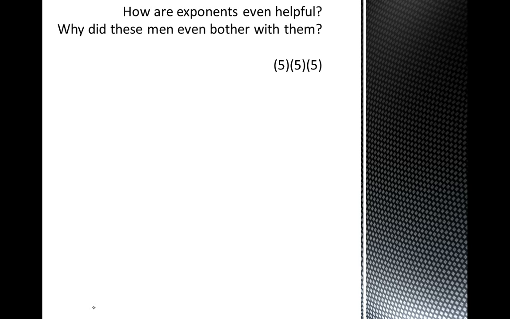And exponents help us with multiplication. Instead of writing 5 times 5 times 5, they were able to write it much shorter as 5 to the third power. This is 5 multiplied 3 times. So this is not 5 times 3, but it's 5 times 5 times 5.